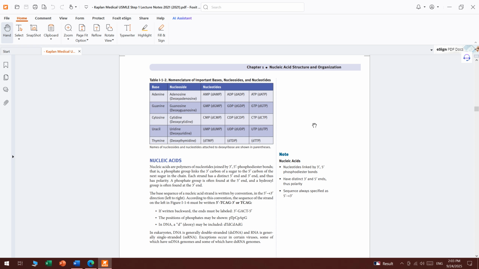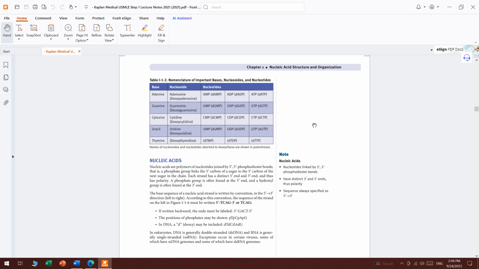This bond forms between the phosphate group attached to the 5' carbon of one sugar and the hydroxyl group on the 3' carbon of the adjacent sugar in the chain. This specific linkage gives each nucleic acid strand a distinct polarity. By convention, one end of the strand, the 5' end, often has a free phosphate group, while the other end, the 3' end, typically has a free hydroxyl group.